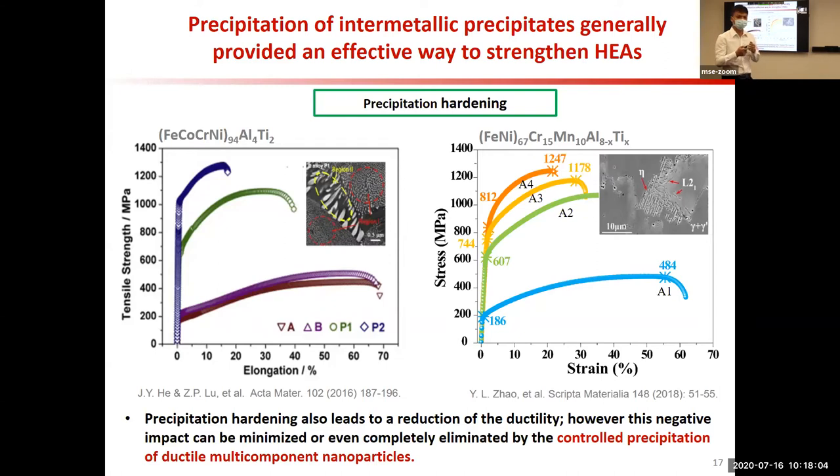But based on the physical metallurgy of the intermetallics and also the material design, we believe that this negative impact can be minimized, even completely eliminated by careful control of the precipitation, and especially by introducing the ductile multi-component nanoparticles. Because the problem of the ductility loss in these systems is mainly caused by the formation of the brittle phases, especially the brittle phases at the grain boundaries. So if we can avoid the formation of these brittle phases and also promote the precipitation of the nanoscale ductile and multi-component intermetallic nanoparticles, we are expecting to overcome this problem.